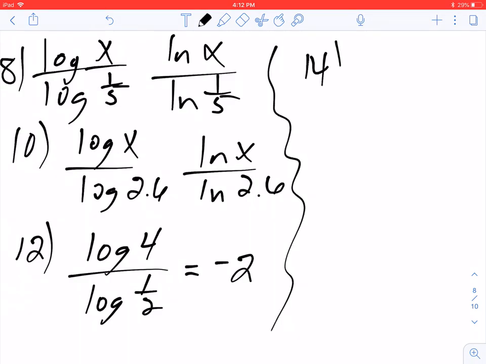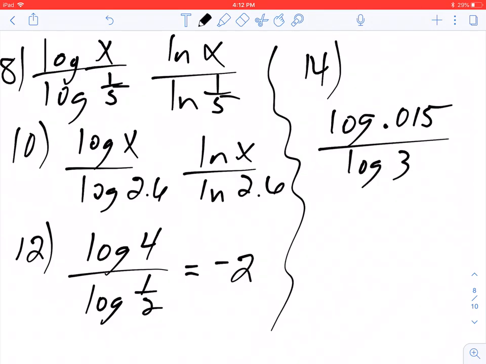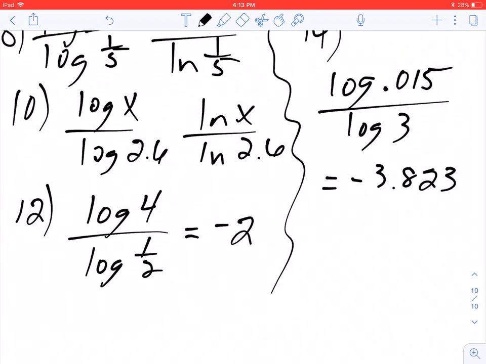Number 14 is the same thing. Evaluate the logarithm, use the change of base formula. So we would have log of 0.015 divided by log of 3. And when I type that in, log of 0.015 divided by log of 3, we get -3.823. I believe it said round to the nearest third decimal place. Yeah. Okay. So let's keep moving on.